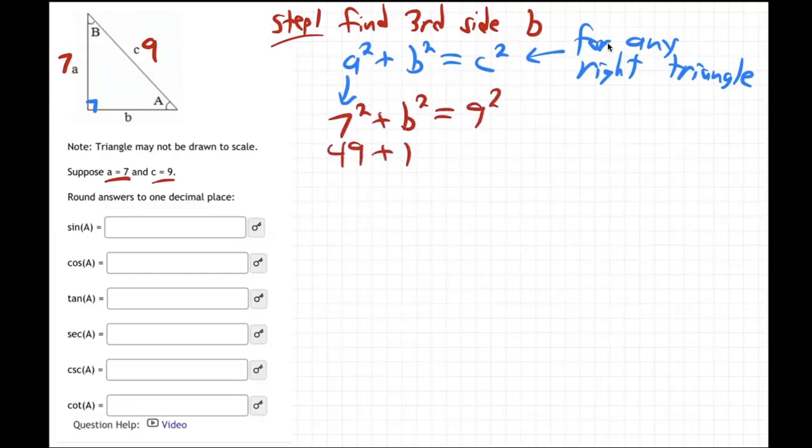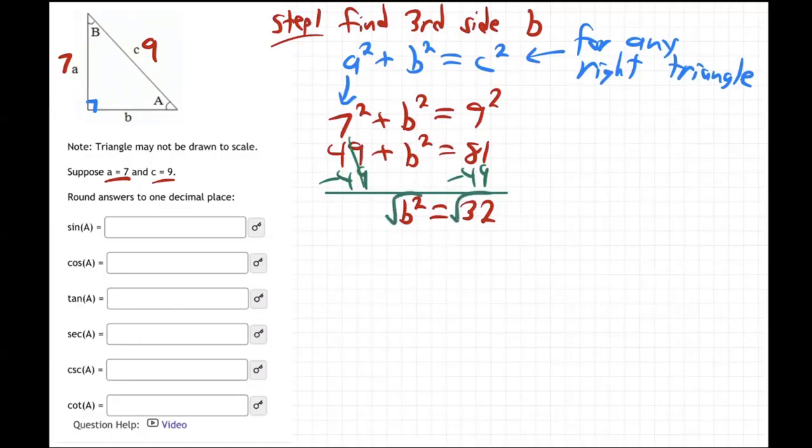Use your calculator. 81, subtract the 49 from both sides here. Boom. So b squared is where I might need a calculator. Is that 32, I think. 32, we get to there. And so now we're going to have to hit the square root button on our calculator to finish it up, right?